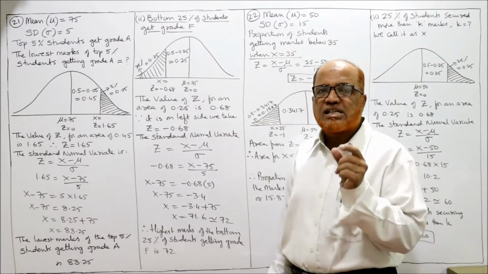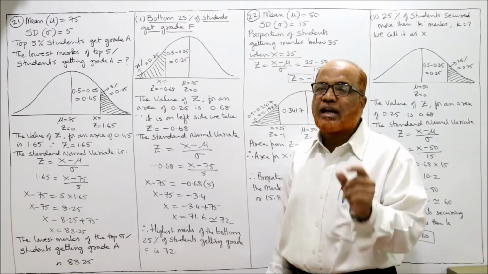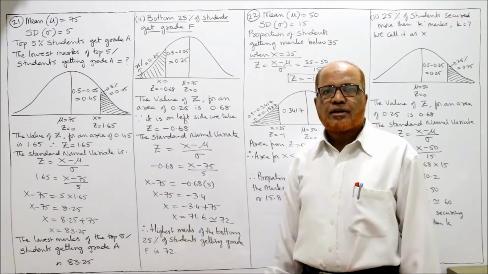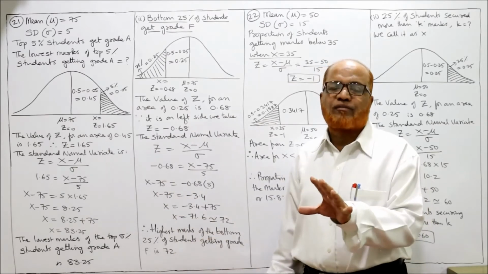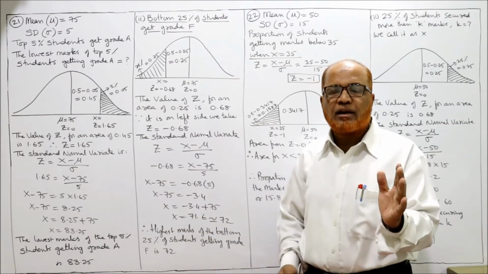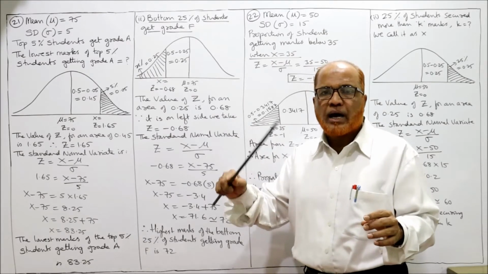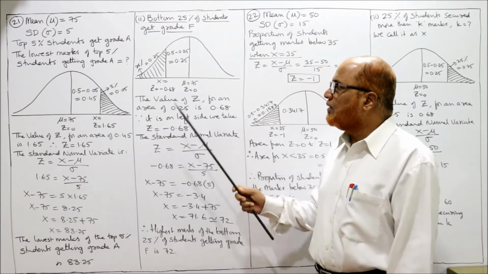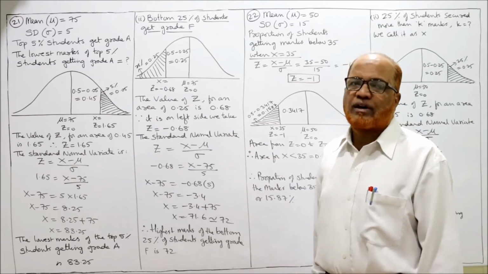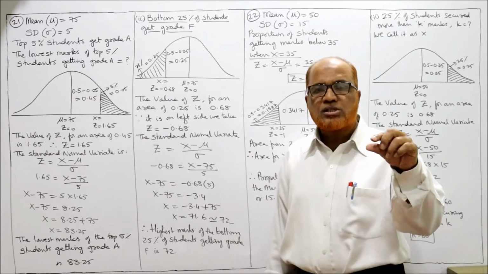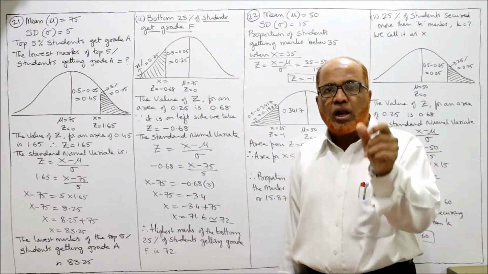Now we need the Z value for an area of 0.25. Just like in the previous problem, where we located 0.45, now in the table you have to refer to 0.25, in which row and which column. You will find that this 0.25 will be in row 0.6 and in column 8.